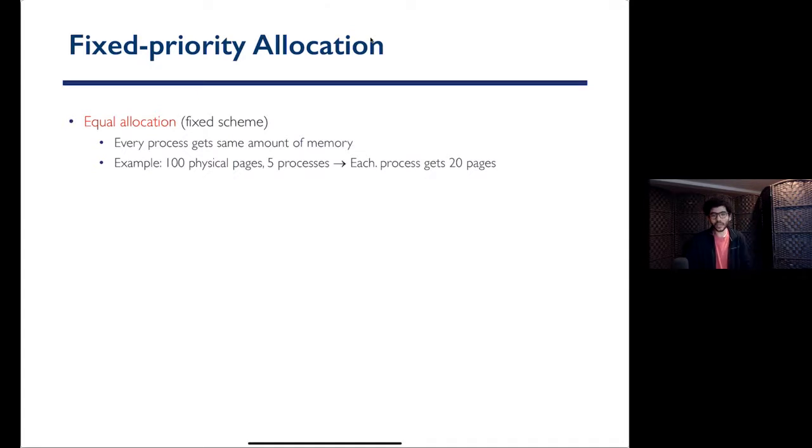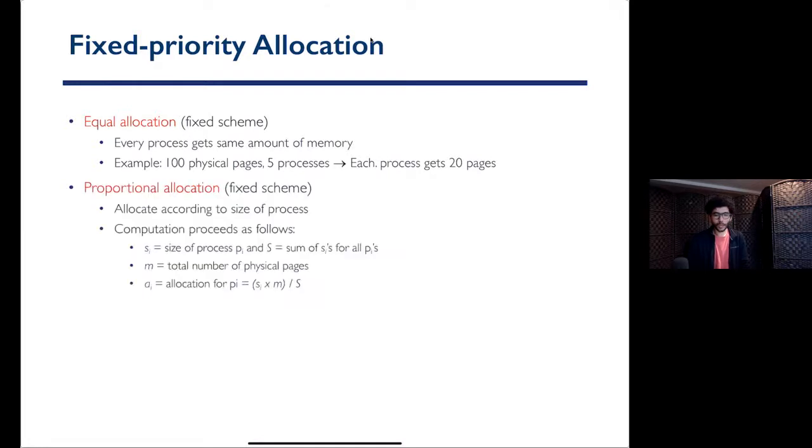This is obviously a bad allocation because not everybody needs the same amount of memory. And if you give everybody the same amount of memory, the one that needs more is going to experience a slowdown, and the one that doesn't need what you have given them is going to waste your resources.